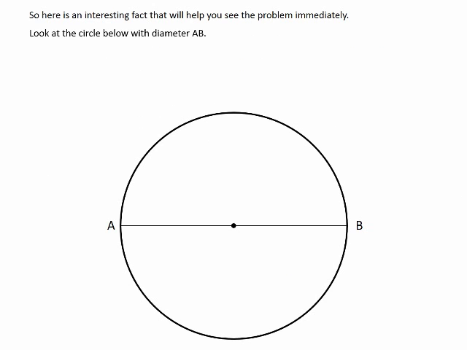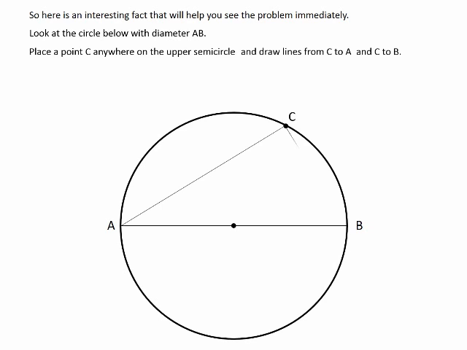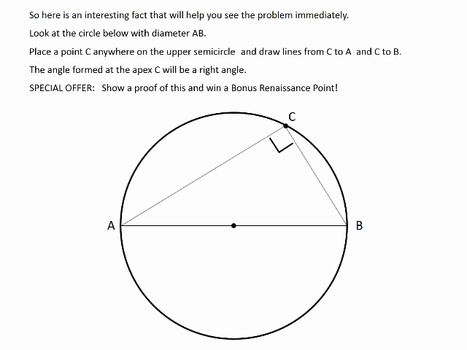Look at the circle below with diameter AB. Place a point C anywhere on the upper semicircle and draw lines from C to A and C to B. The angle formed at the apex C will be a right angle. And here's a special bonus offer. Show a proof of this and win a bonus Renaissance point.